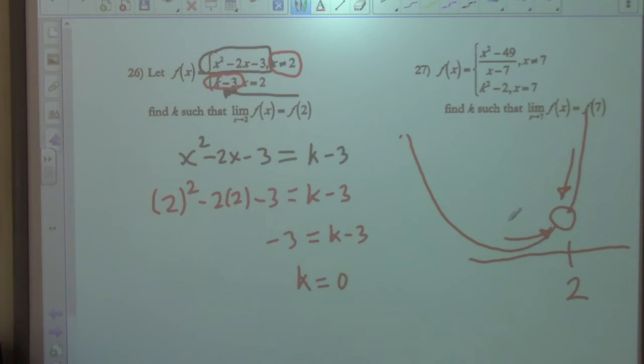So right here, the y value is going to be negative 3. So this hole is located at the point 2 comma negative 3, and the thing only fits if k is equal to 0. So if k is equal to 0, this would be like a horizontal line where y equals negative 3 is what that amounts to. So k is equal to 0.